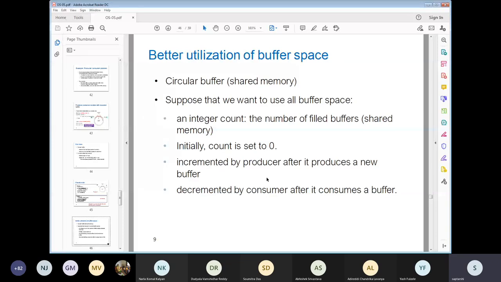The producer increments this count after it produces a new item, and it's decremented by the consumer after it consumes a new item. As simple as that. So when count is equal to 0, the buffer is empty. When count is equal to the buffer size, the buffer is full. As simple as that.